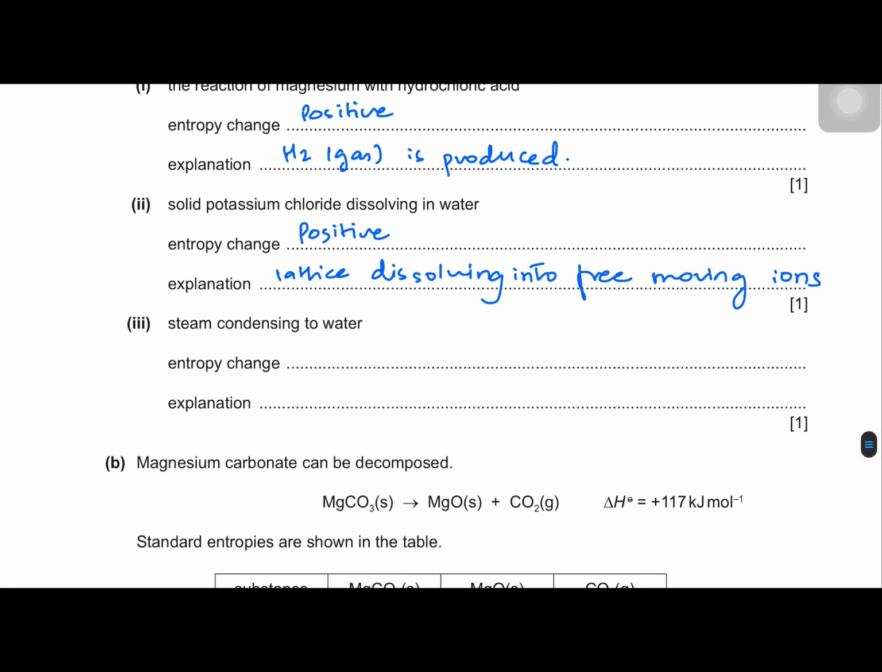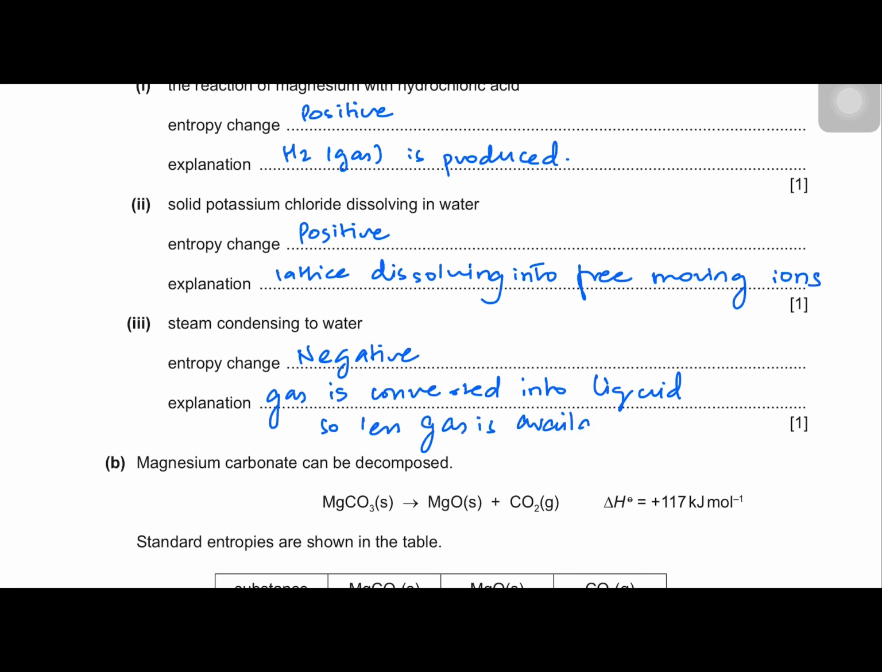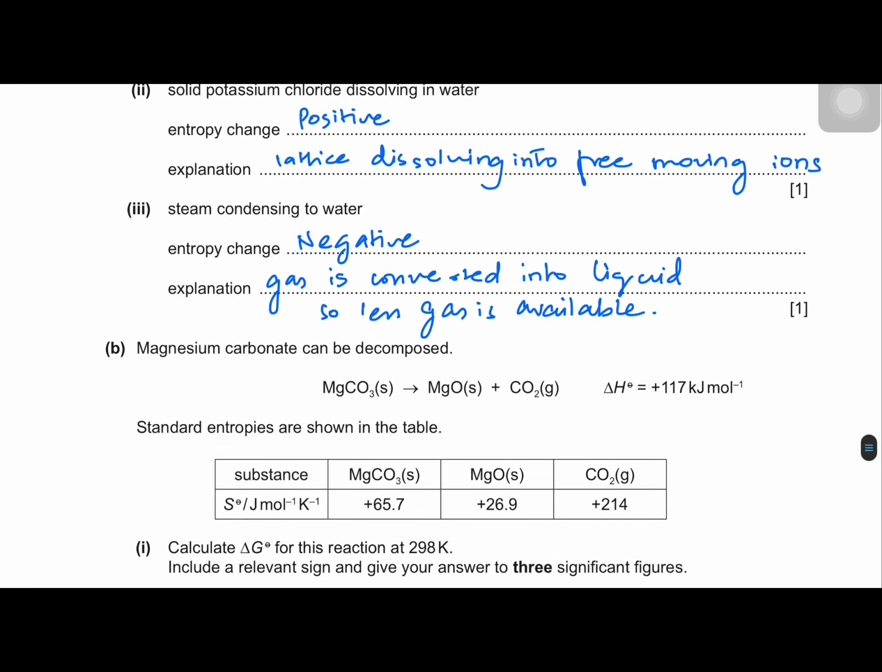Steam condensing to water. So now steam was a gas, and now when it's coming into liquid state, there is basically less entropy. So there is a negative entropy change because a gas is basically converted into liquid. So gas is converted into liquid, so less gas is available, and less gas basically means less spreading of matter.